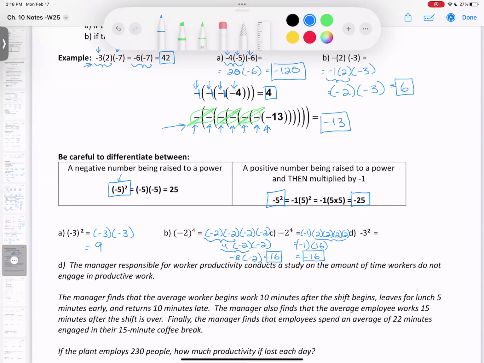Go ahead and try this one on your own. And let's compare our answer. So we've got a negative that is not in brackets, so it's out front. It's like a -1. And then we've got a 3 squared, which is 3 times 3. And so here you'll end up then with -9.